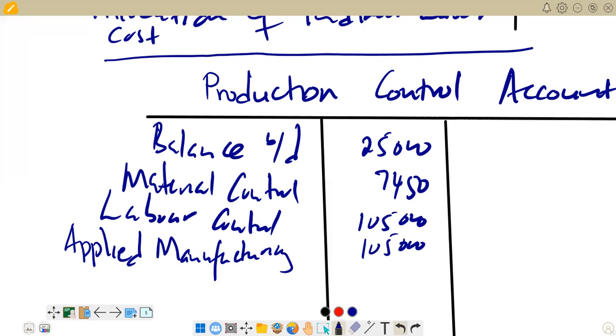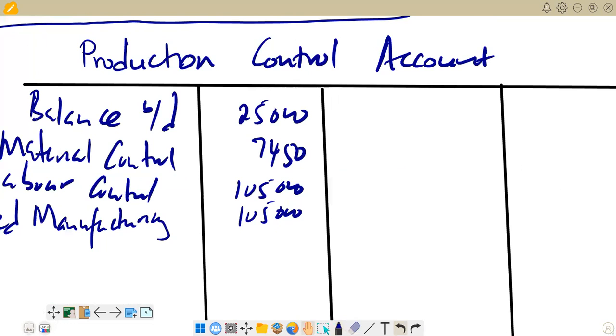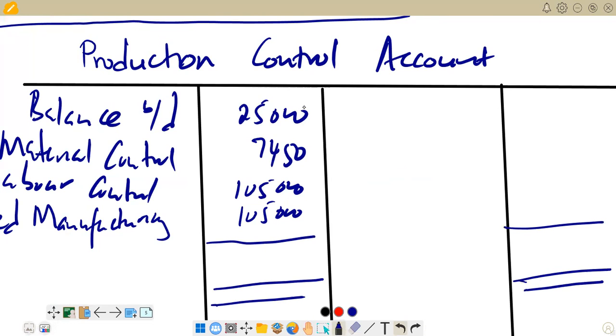And then this is the last one, so we can now balance it. We see we've got nothing on the credit side. So what does it mean? It means the total that we're going to have on the debit side is going to be our CD there. So we put our double lines on both sides. And if we add the total of the debit, we're saying 25,000 plus 7,450 plus 105,000 plus 105,000. We are going to get 242,000. 242,250, sorry, 242,450, which is also going to come on the credit side there.